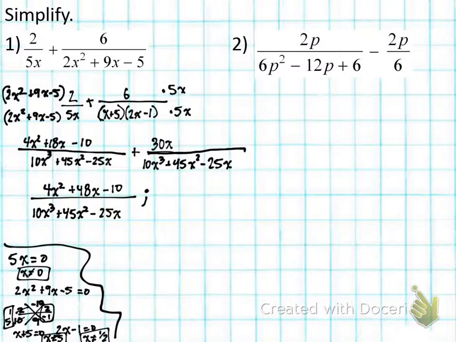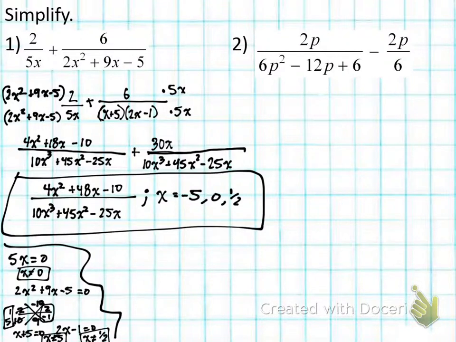Semicolon. My excluded values from smallest to greatest are negative 5 first, then 0, and then 1/2, and that's it. That's how we do number 1. So these problems take a little bit longer, right? There are a lot of little details you have to work out. So as we go, that's how we do number 1. Any questions on number 1?